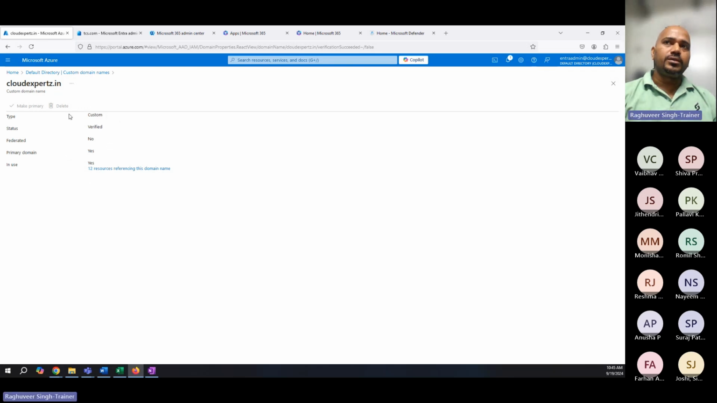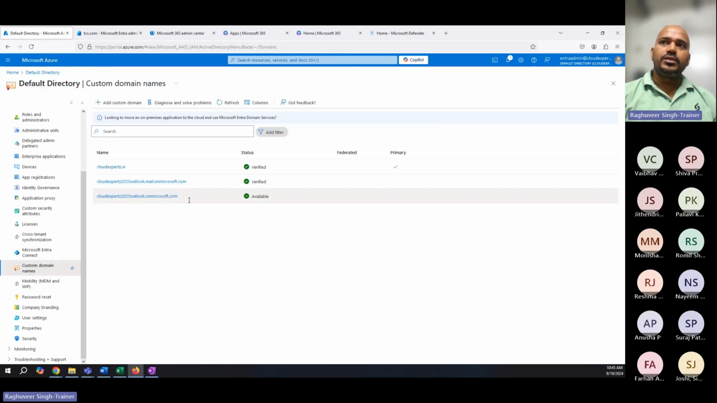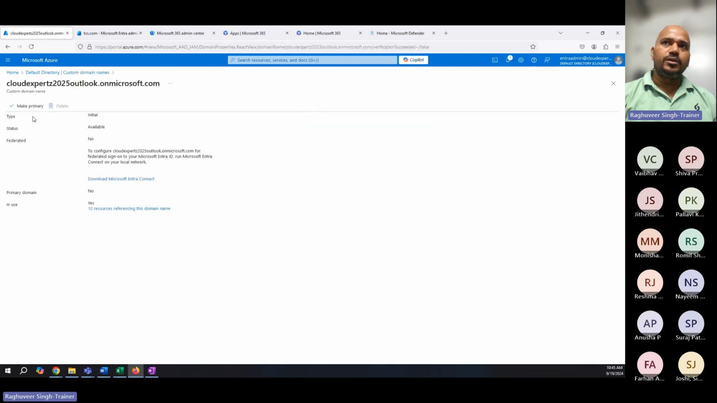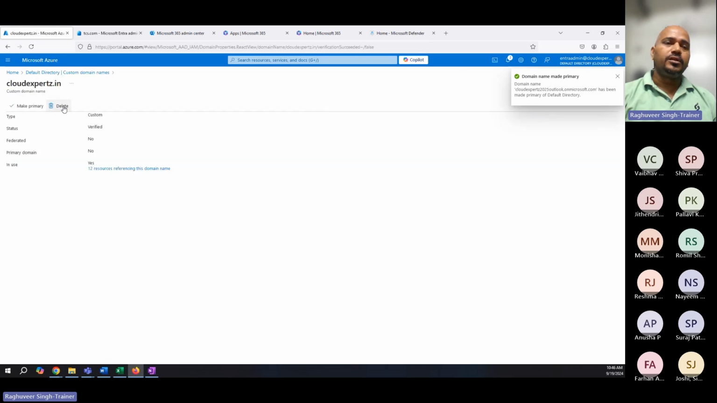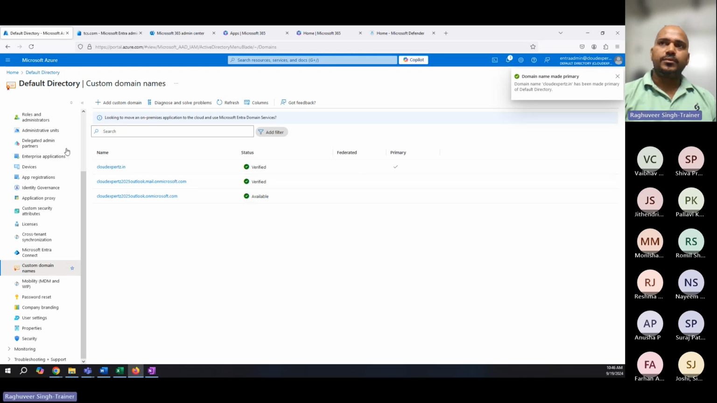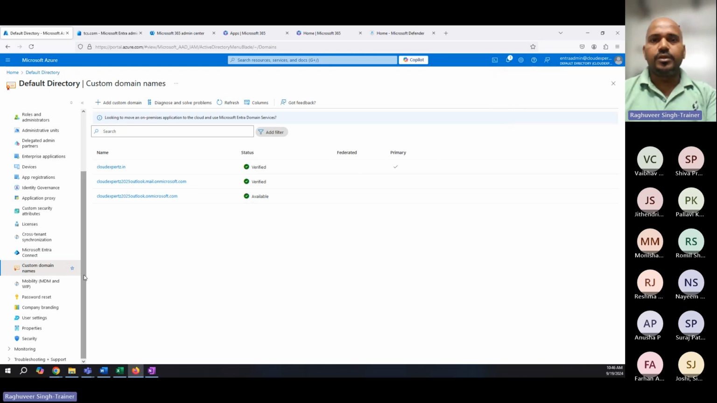First, I will need to make the other domain primary. For example, this domain, I will make it primary. After this domain becomes primary, I can go ahead and delete this domain. See, the delete button is highlighted now. I'm saying it was primary, so I will just revert it to the original settings. Okay. So that's the concept of custom domain name. Any question, guys, on this?